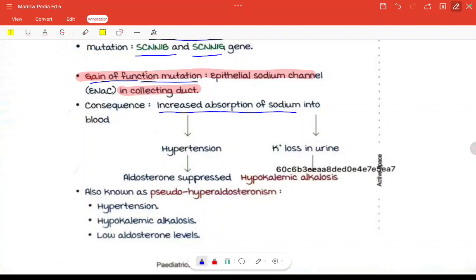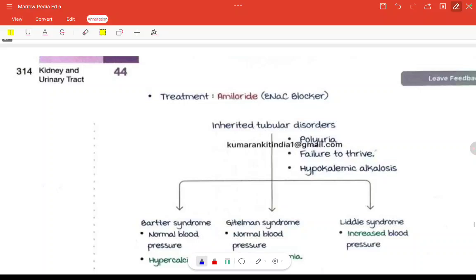And due to this increased absorption of sodium into the blood, there is hypertension and there is potassium loss in the urine. Due to this potassium loss, there is hypokalemic alkalosis, and due to this hypertension, aldosterone is suppressed, also known as pseudohyperaldosteronism, because there is hypokalemia but aldosterone is not present, so it appears to be hyperaldosteronism, but in reality aldosterone is suppressed. So in Liddle syndrome, what will we see? Hypertension, hypokalemic alkalosis and low aldosterone levels. Treatment is with amiloride, that is an epithelial sodium channel blocker.